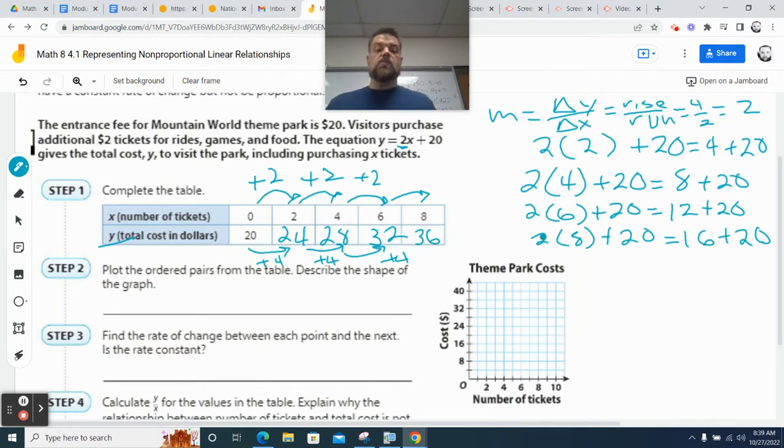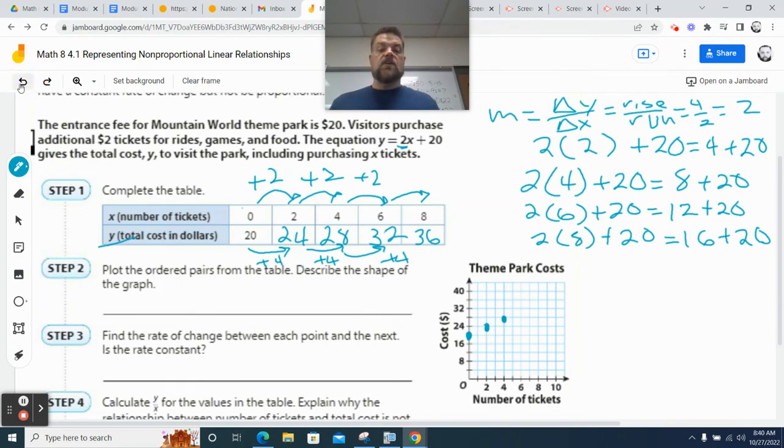Now I just got to plot those points. So when x equals 0, what does y equal? When x equals 0, what does y equal? 20. So that would be right here. When x equals 2, what does y equal? 24. Whoops, that's the wrong spot. I'm going to go over to, when x equals 4, what does y equal? 28. When x equals 6, what does y equal? 32.